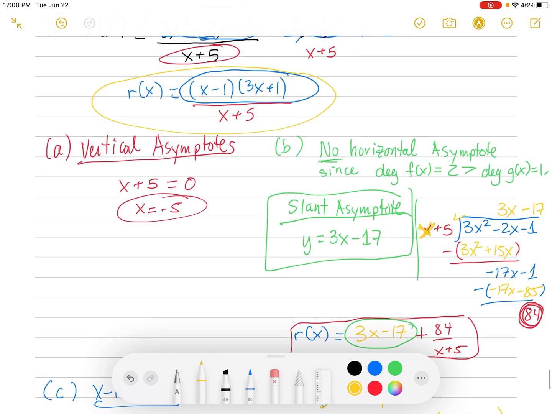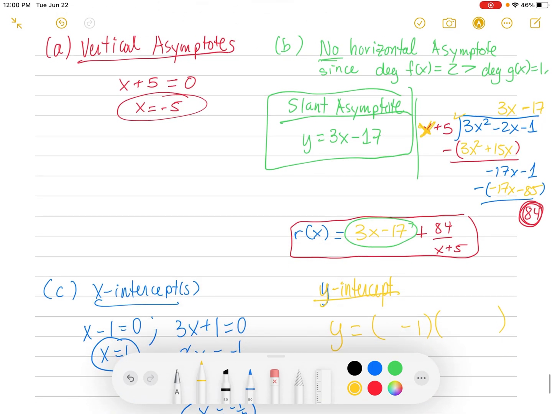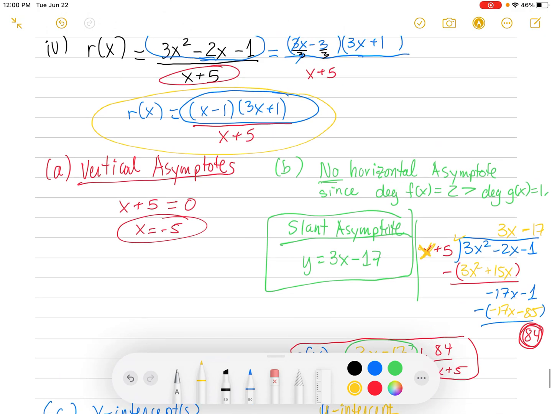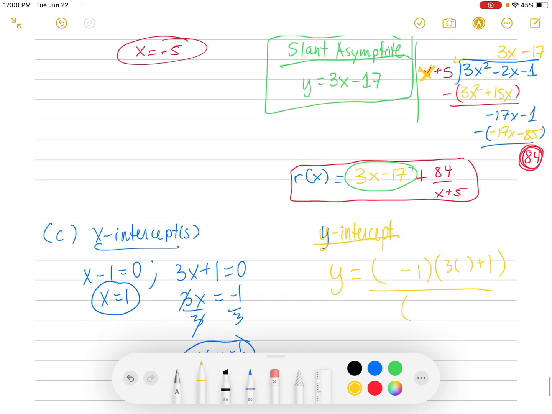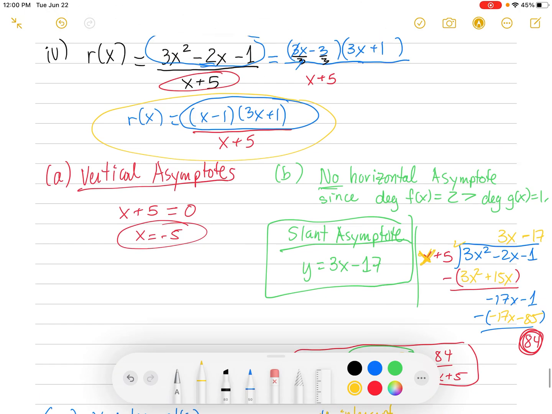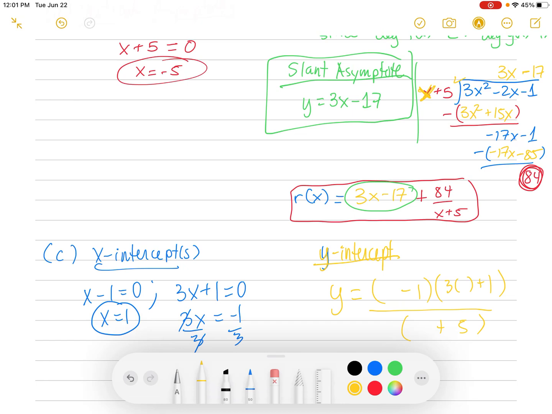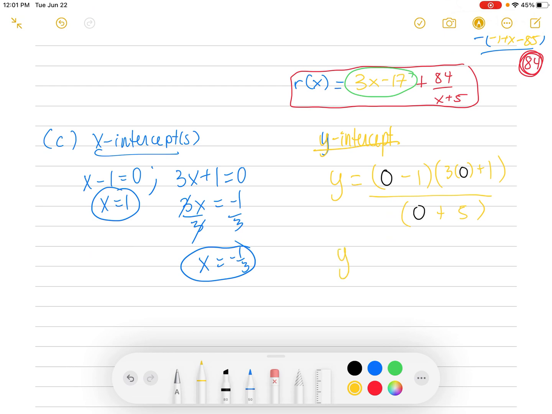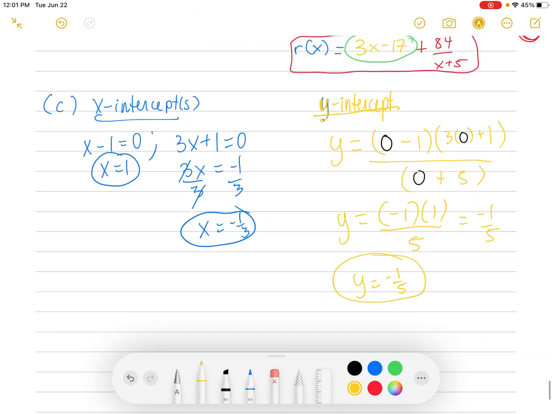Y equals, so we got x minus 1 on top, so blank minus 1. Also on top we have 3 times x plus 1, so I'm going to do 3 times blank plus 1. And then on bottom we have a blank plus 5. So everywhere I had an x, I'm going to plug in a 0. See what happens. It's going to give me what? Negative 1 times 3 times 0 is 0, plus 1 is 1. And then on bottom, 0 plus 5 is 5. So I'm going to get negative 1 on top, 5 on bottom, so minus 1/5. That's my Y-intercept.